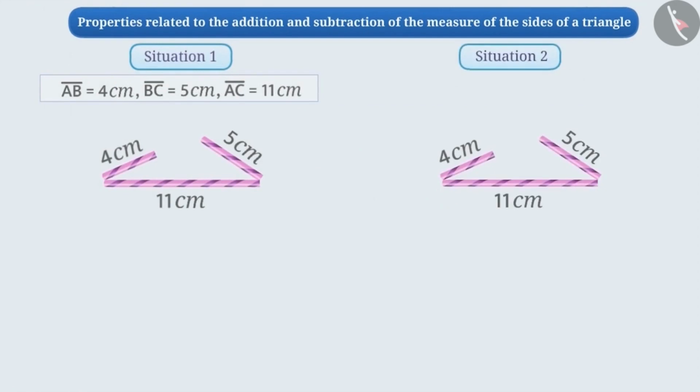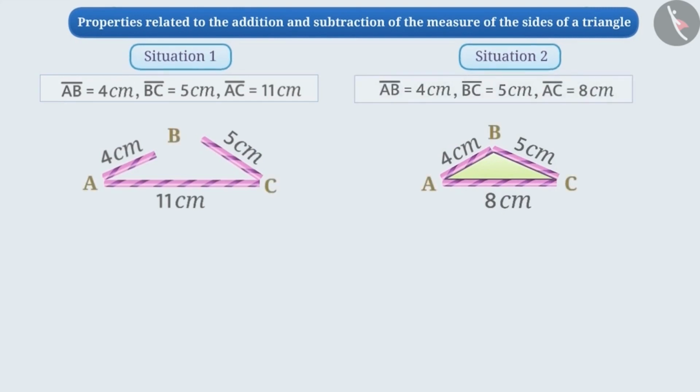Even if we place the 10 cm or 9 cm straws in place of the 11 cm straw, we will not be able to draw a triangle. But if we take a straw of length 8 cm, then we will be able to draw a triangle with the lengths 4 cm, 5 cm and 8 cm.